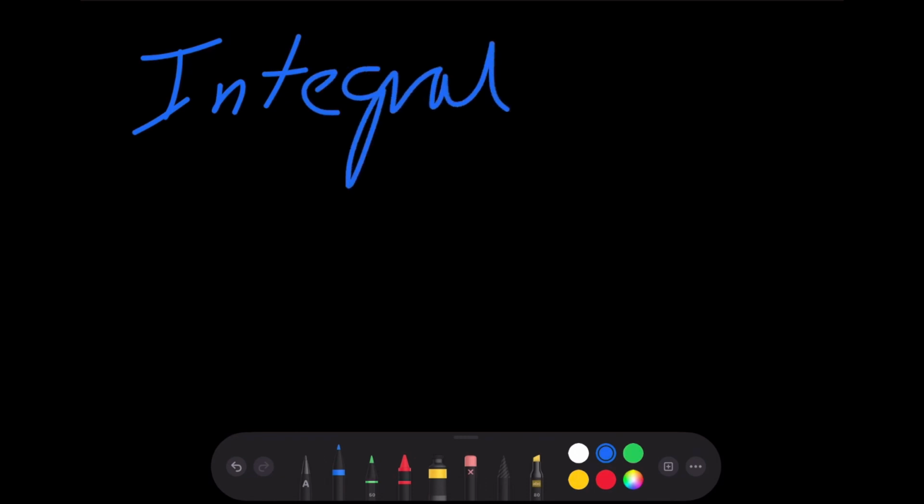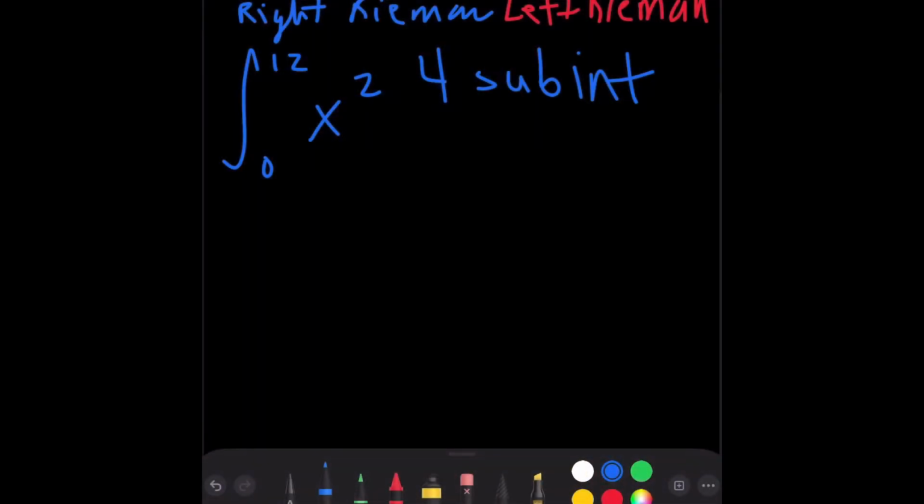So, an integral is either a numerical value equal to the area under the graph of some function for some interval, or a new function, the derivative of which is the original function. So let's begin with right-Riemann sum. Let's say we have the integral from 0 to 12 of x squared with 4 subintervals.